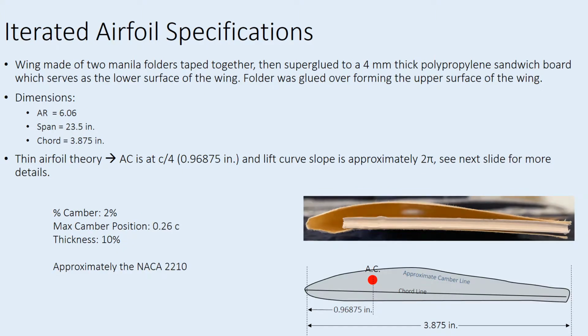Here are the specifications for the new airfoil design. The original airfoil was compressed such that the thickness reduced from 18 to 10%. While this is approximately the NACA 2210 airfoil identified with airfoiltools.com, which has its own unique lift curve slope, we used the thin airfoil theory assumption to estimate the aerodynamic center and lift curve slope of this airfoil as the quarter chord and 2 pi respectively. We then used the same plan-form dimensions as the original unstable glider that you saw earlier, such that the aspect ratio was 6, the span was 23.5 inches, and the wing had a 3.875 inch chord.